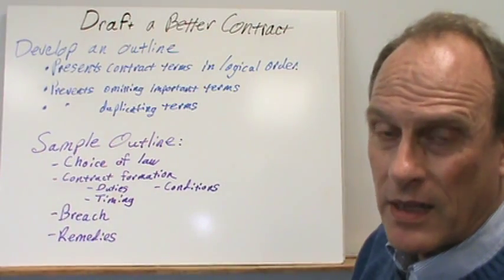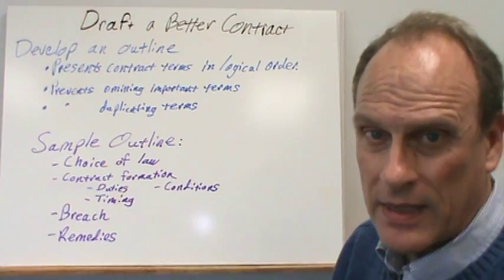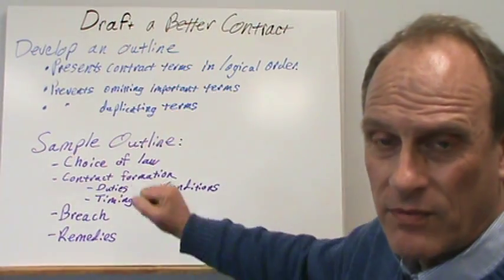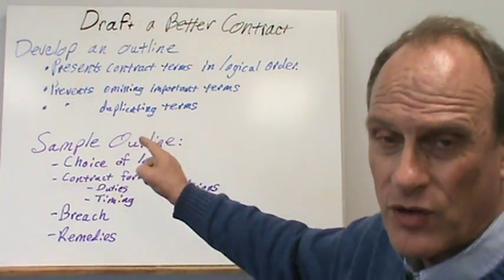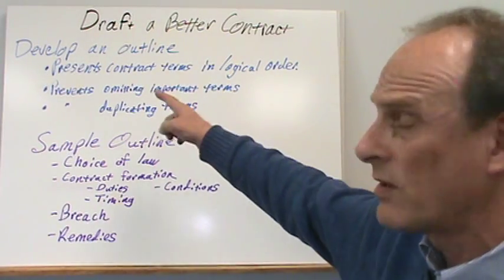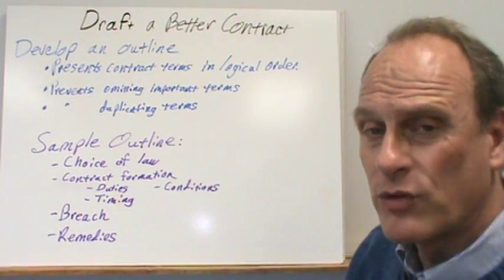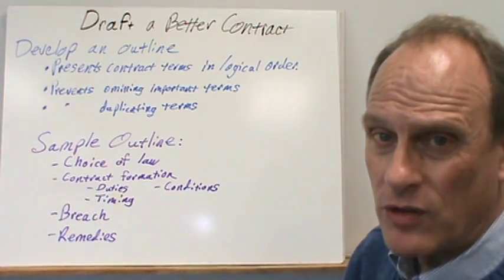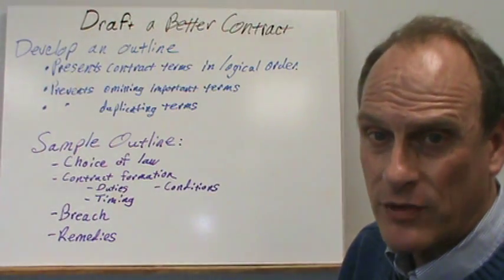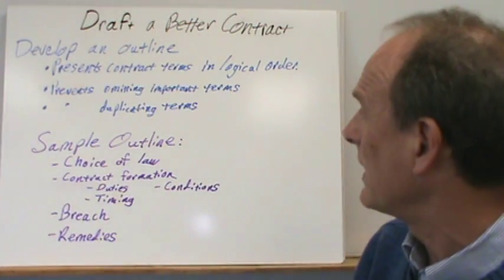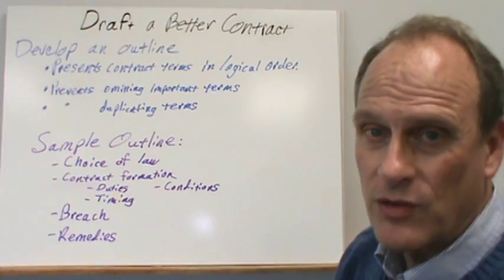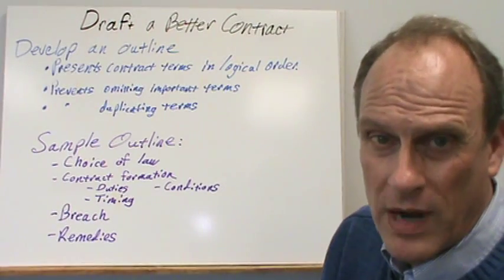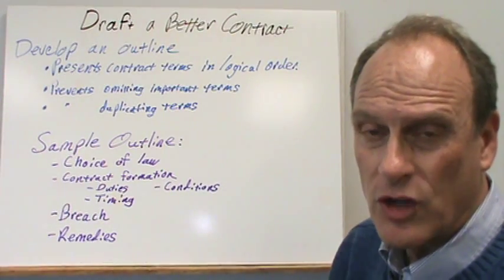First of all, when you're writing a contract or any kind of writing, you want to develop an outline. And when you do that outline, you're benefiting in several ways. First of all, you're presenting the material, or in this case, contract terms, in a logical order. Secondly, you're making sure that you don't leave out important terms, that you're including everything that you need. And thirdly, you're making sure that you don't duplicate anything. So use that outline as the basis of your contract or whatever project it is you're writing. Very, very important. It's a good foundation.